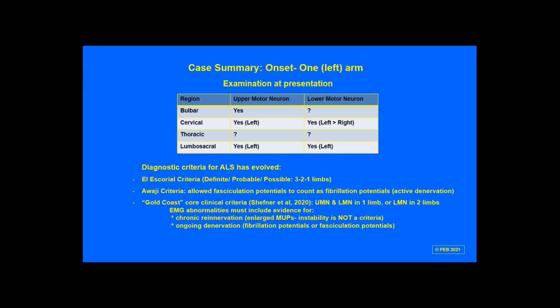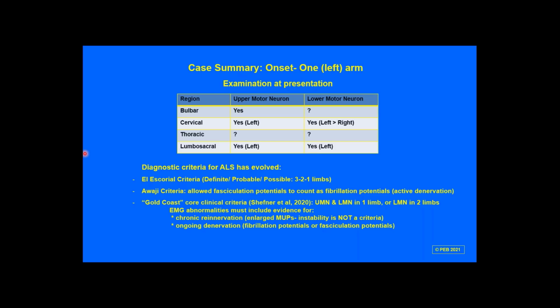So we look at a case summary here of onset in the left arm. In the examination at presentation, you can see upper motor neuron signs appear to be present in the bulbar, cervical, and lumbosacral regions on the left, and lower motor neuron signs in the cervical and lumbosacral regions, bilaterally in the cervical, more on the left, and minimally in the lumbosacral on the left.